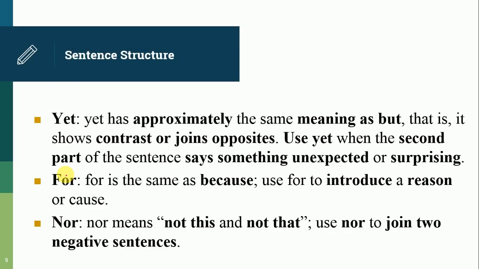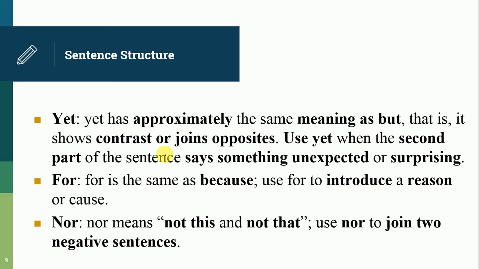Yet has approximately the same meaning as but. That is, it shows contrast or joins opposites. Use yet when the second part of the sentence says something unexpected or surprising. Yet has the same usage as but, while they are different because yet shows something which is unexpected or surprising. This is the only difference. For example, everything is given in the Quran, yet some non-Muslims don't believe it. So yet combines two opposite sentences.